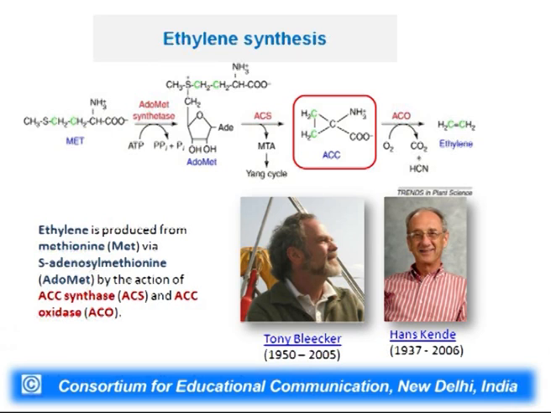Later on, actually, these are two scientists, one is Tony Bleecker, one is Hans Kende. Tony and Hans contributed a lot, mostly by using genetics in Arabidopsis to identify the genes and the enzymes which make this process. So, this is methionine. It forms one intermediate called S-adenosyl-methionine, also known as SAM quite often, and the gene which makes ACC is called ACC synthase. This is called ACS, and then ACC oxidase, ACO, converts it into ethylene.